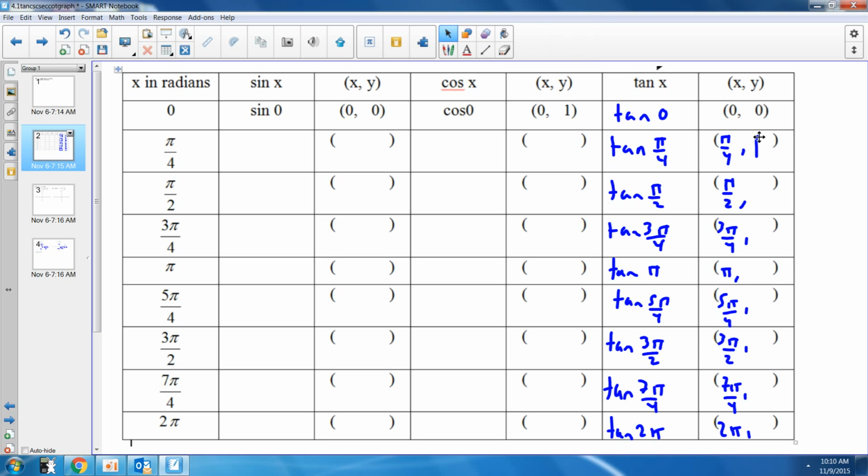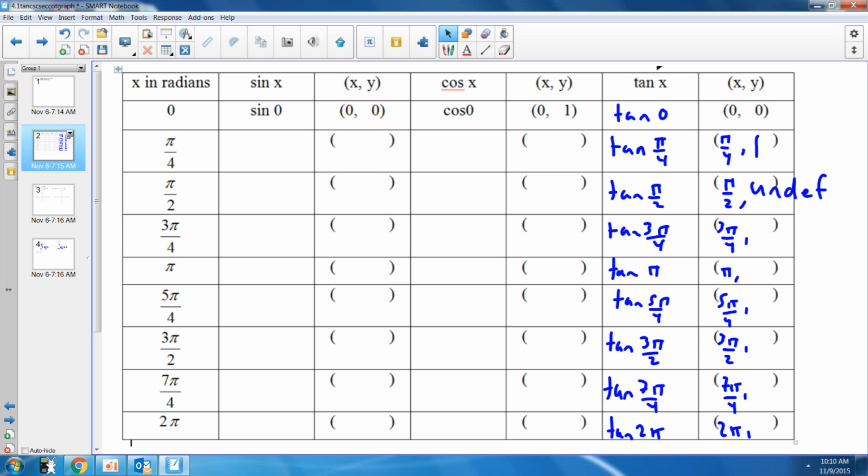And then the tangent of pi over 2 really is sine over cosine. And so that really becomes sine of pi over 2 is 1, cosine pi over 2 is 0, 1 over 0 is undefined. So that makes this undefined. Not 0. 0 is a number. Undefined is a concept. It does not exist.